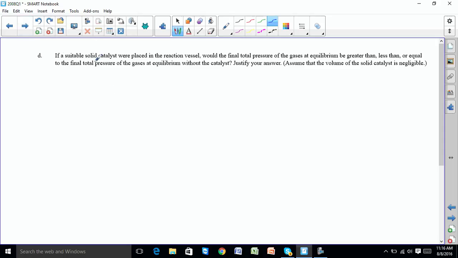They're very nice. Okay, if a suitable solid catalyst were placed in the reaction vessel, would the final total pressure of the gases at equilibrium be greater than, less than, or equal to the final total pressure of the gases at equilibrium without a catalyst? Justify your answer. Okay, hammering on this. Remember, you always answer the question first.